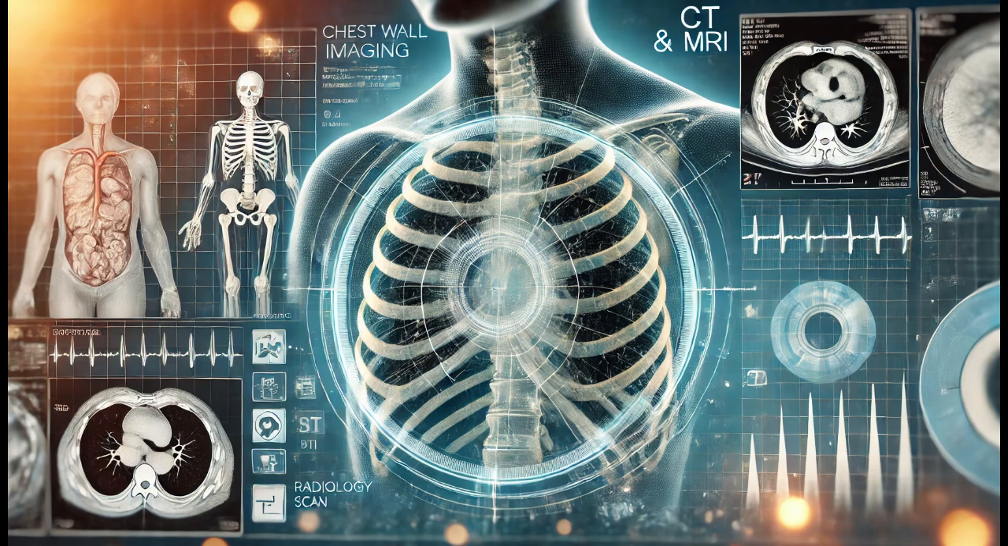But we focused a lot on benign tumors. What about the malignant ones? Those are obviously more concerning. They certainly are. And one of the most common types of malignant chest wall tumors is chondrosarcoma, which we touched upon earlier. That's the one that can develop from an osteochondroma, right?